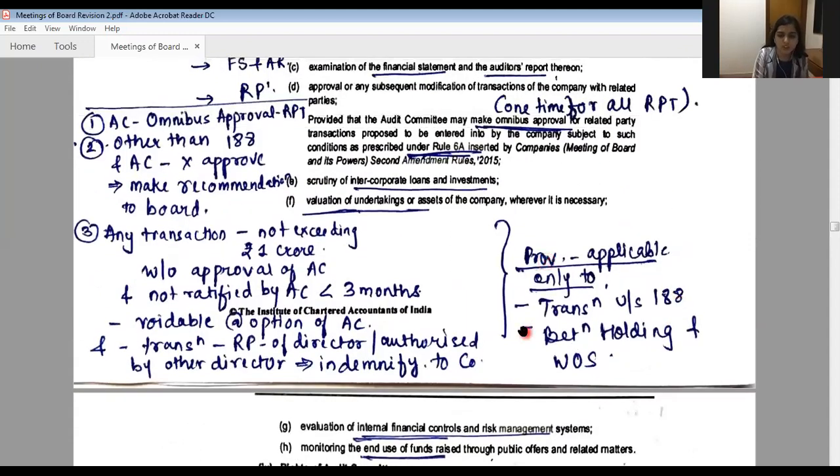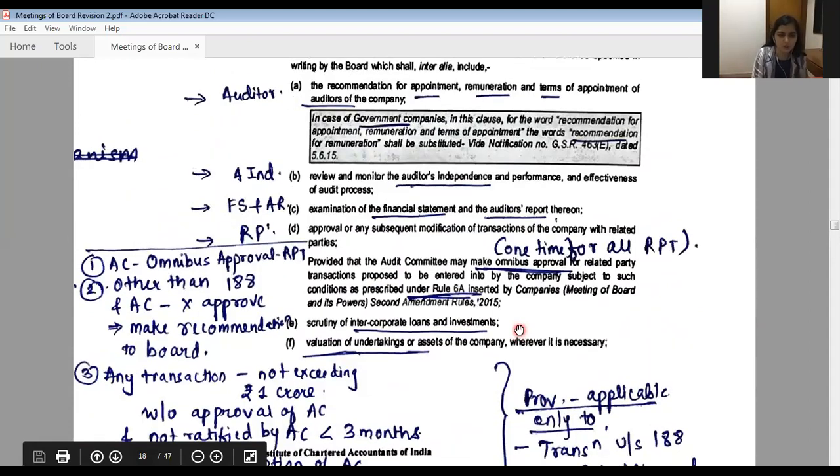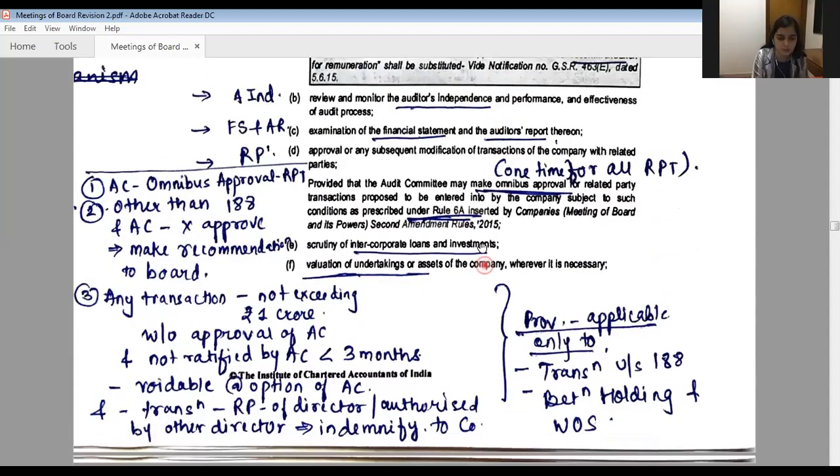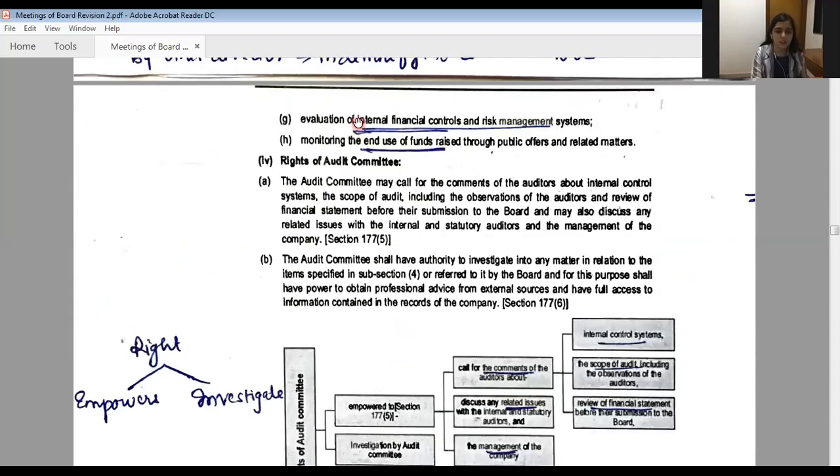Now, this provision is applicable only in case the transaction is under section 188. That is, this third proviso is applicable only in case the transaction is under section 188 and between holding and wholly owned subsidiary. Then the next point in responsibility is scrutiny of intercorporate loans and investment. Next is valuation of undertakings or assets. Next, evaluation of internal financial controls and risk management. And the last is monitoring the end use of funds raised through public offers.